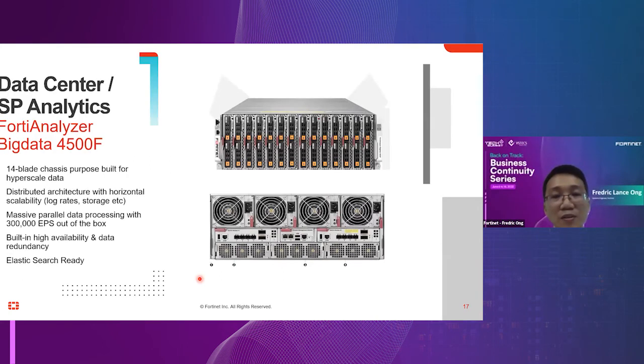Now you can see here, this is our FortiAnalyzer Big Data appliance. This is our highest model for the FortiAnalyzer line. This is fit for data center and telco environments. You can see there is a lot of fast flash-based storage. It can process up to 300,000 events per second out of this single box, supporting redundant power supplies and fans, hot swappable, with built-in HA already within the appliance, and it's ready for Elasticsearch integration. This is one of our most capable log appliances.